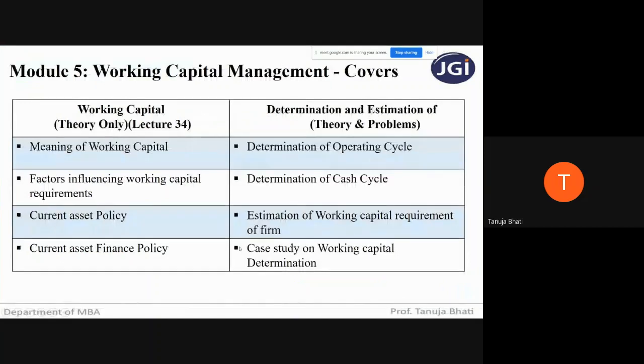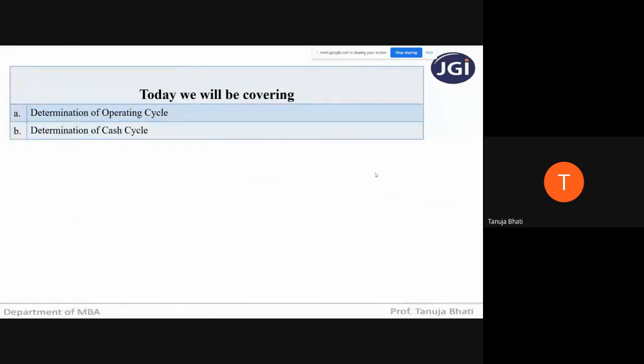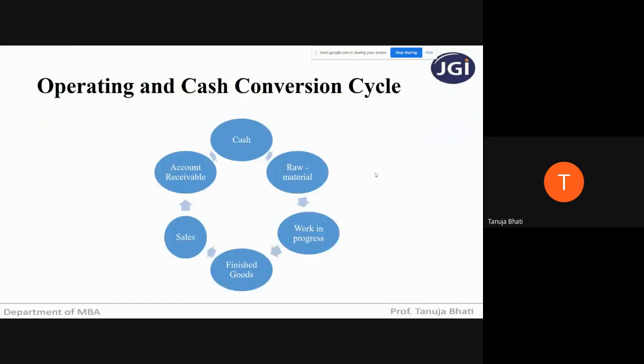So as we know, module number 5 is working capital management, where we have already seen the theory part relating to working capital. Today we will be covering the part on the right hand side, that is determination and estimation of operating cycle and cash cycle, where we will be covering theory as well as problems. So as I've already told, today we will be covering determination of operating cycle and determination of cash cycle.